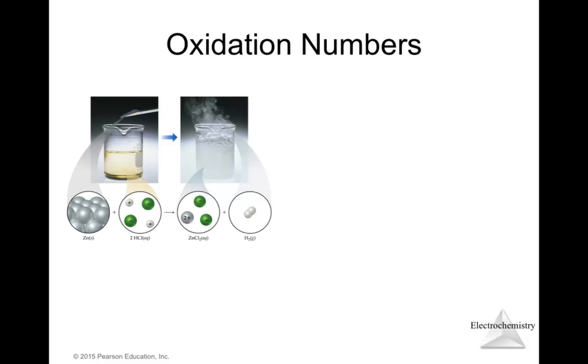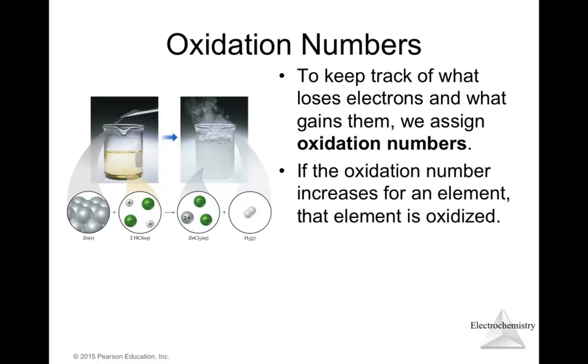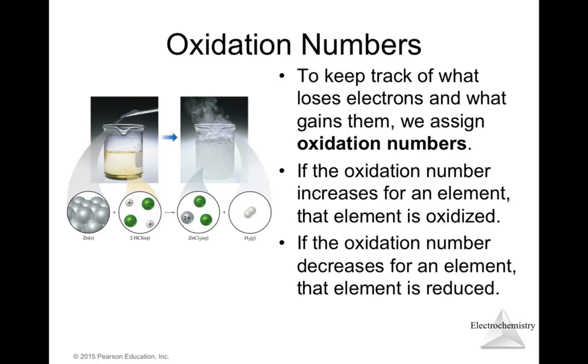To keep track of what loses electrons and what gains them, we assign oxidation numbers. If the oxidation number increases for an element, that element is oxidized. If the oxidation number decreases for an element, that element is reduced.